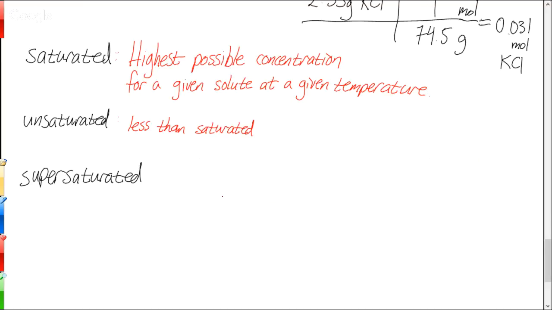So you can have a solution that has too much solute for what it should really take at a lower temperature. And what happens then is, at any nucleation site, any little inconsistency in the container or a little bump, or if you put a string in it or something, it'll automatically start to precipitate, and all that extra will start coming out of solution and precipitating.